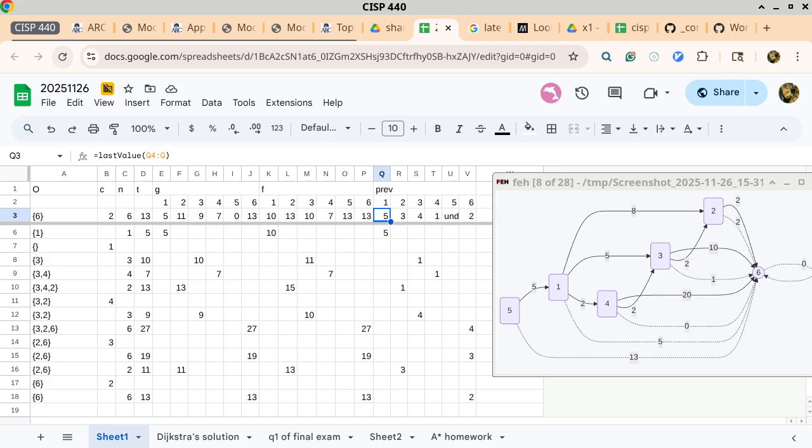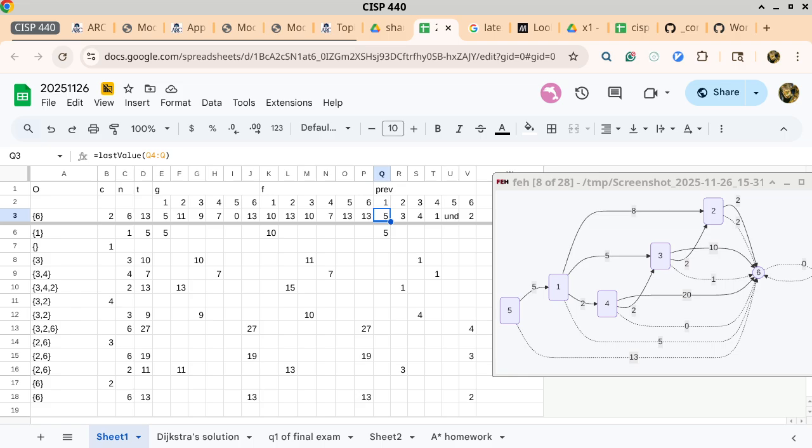All right, so that's a trace using the A star algorithm. Do we have any questions about how this works? No questions? Okay. All right.